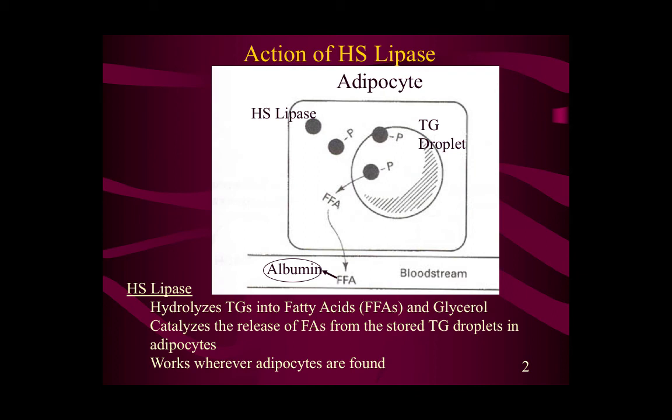So let's start off by talking about this enzyme. This enzyme is called hormone-sensitive lipase. And as the name implies, it's regulated by hormones. This is an adipocyte. So here's the blood. This is a triglyceride droplet in a fat cell. Hormone-sensitive lipase actually breaks the triglycerides into fatty acids and glycerol. So it catalyzes the release of fatty acids from the stored triglyceride droplets in adipocytes.